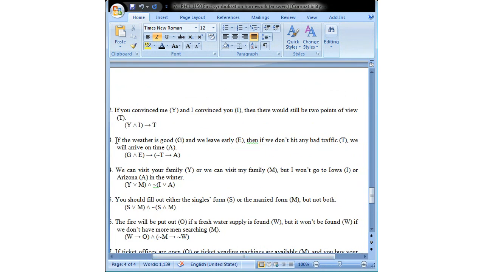All right. If the weather is good and we leave early, commas are kind of nice, right? So if these two conditions are met, if G and E, so both things have to happen, and we leave early, then here's these things that are going to happen. Then if we don't hit any bad traffic, so here's another clause now that has to be met, right? If we don't hit any traffic, we will arrive on time. Notice here, you don't need a then, but we could write one here, right? The word then in English doesn't always have to be there, right?